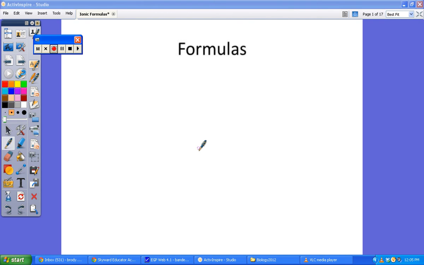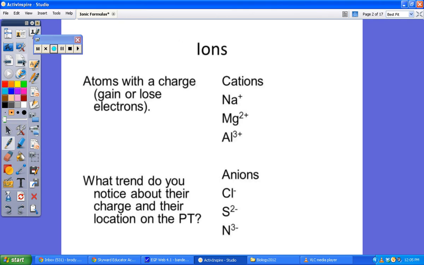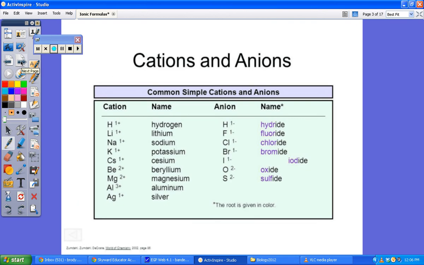Okay, this is a talk on formulas for ionic compounds, so ones that form ions. A couple of different terms that we use with ions: one is what we call the cation, and one is the anion. The cations, you'll notice, are all positive in nature. Anions are all negative in nature. These are directly related to where they are on the periodic table, which we'll get to as we go throughout this. Here are some example cations and anions.